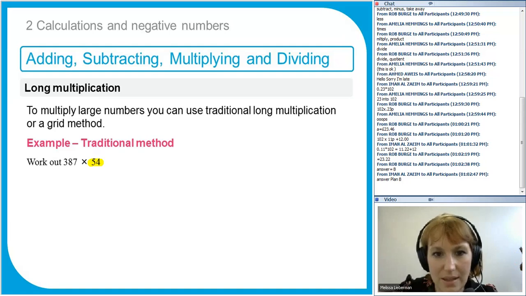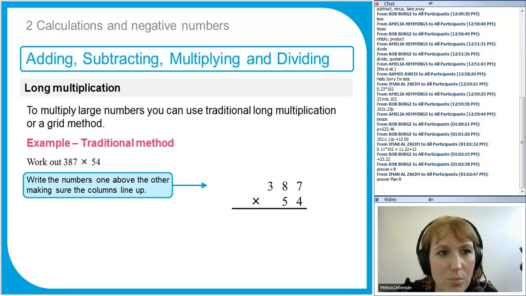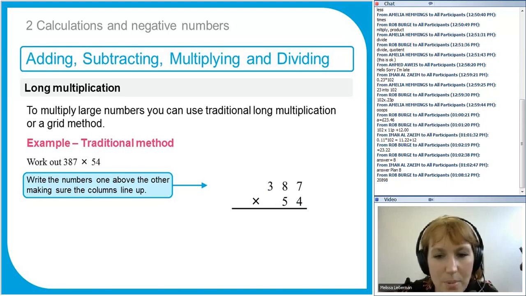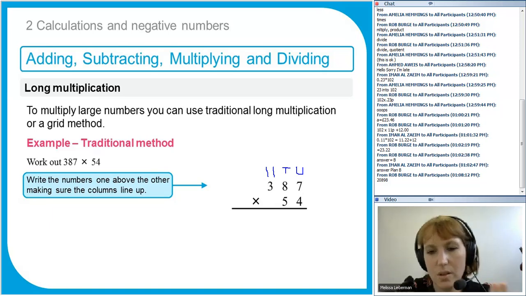So set it out like this, with the 54 underneath. The smaller number goes underneath. Has anyone never done long multiplication before? Hopefully this is revision, so make sure the numbers are lined up. You don't normally write them across the top, but make sure that the units are here. These are your tens, and these are your hundreds. So make sure that those are all nicely lined up. And then we work from right to left. So in the opposite way.